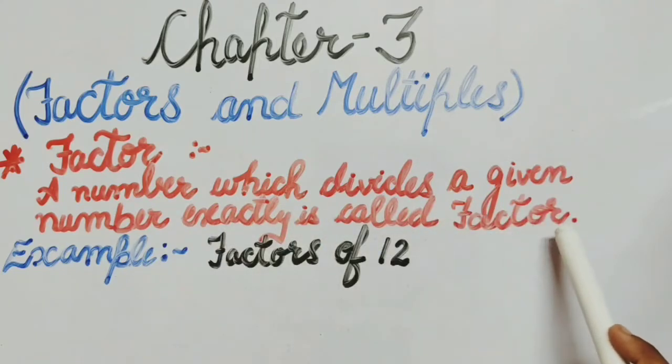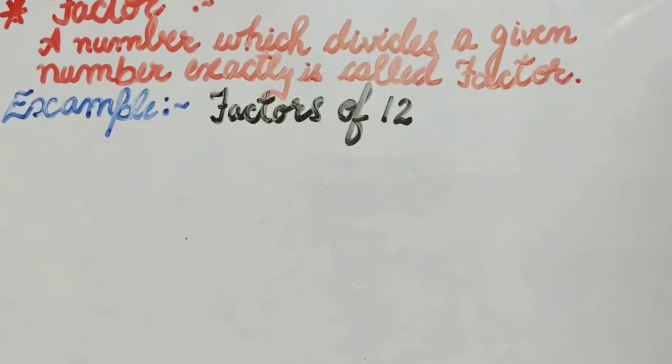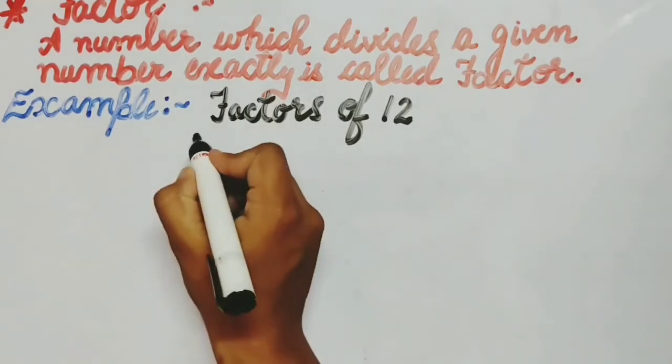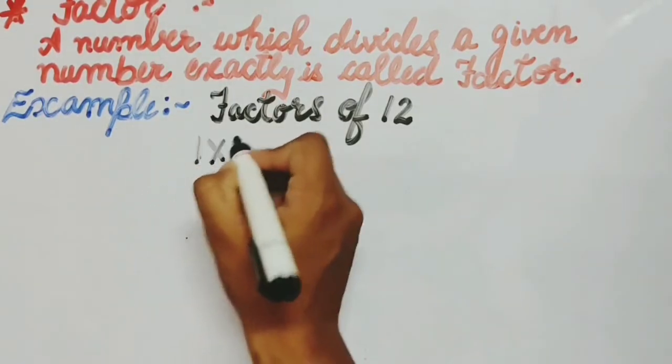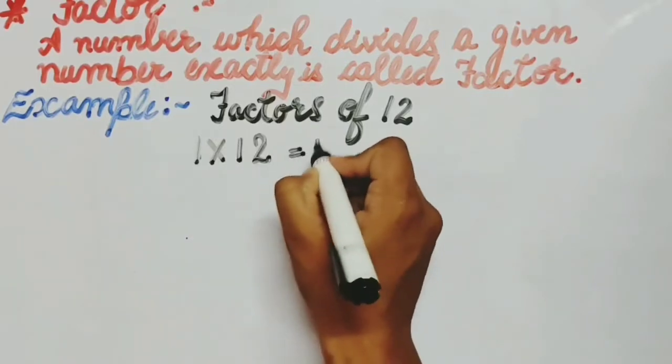Students, before explaining the definition, first of all, let's discuss one example. We will try to find the factors of 12. So we will start from the first table, the table of 1. We know that if we divide any number by 1, we get the number itself. So 1 12s are 12.